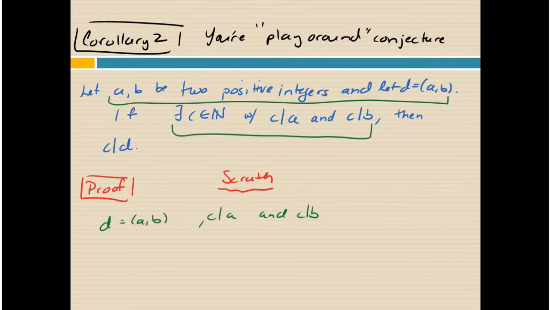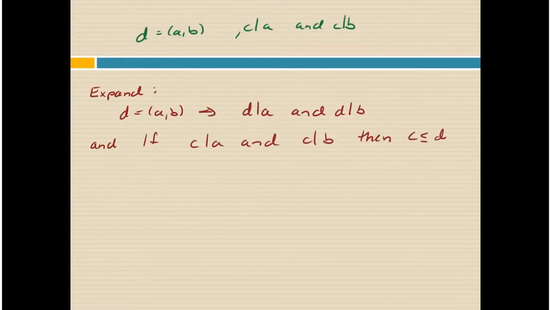So the scratch work here is two pieces. First, we know that D is the greatest common divisor of A and B. And we also know the second part, between the if and the then, underlined in green, that C is a common divisor. Expanding the green part out gives me that D divides A and D divides B, which gives me that D times S is equal to A and D times T is equal to B, and I didn't write down that they're integers at this point.